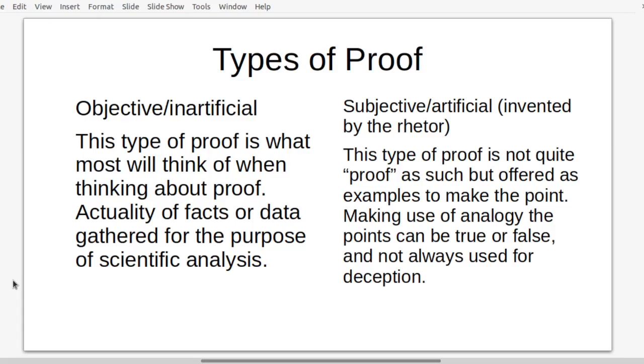Then there's the subjective proof, which isn't necessarily a bad thing because you can make really good, sound arguments using subjective proof that are actually very positive. Like if you're placing your argument in the future with the deliberative, then you can make really good arguments that make a lot of sense. But the whole idea behind the subjective artificial proof is that it's just invented.